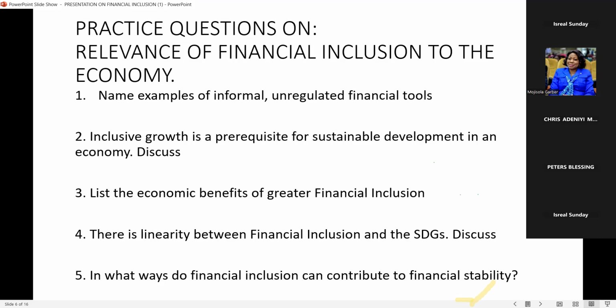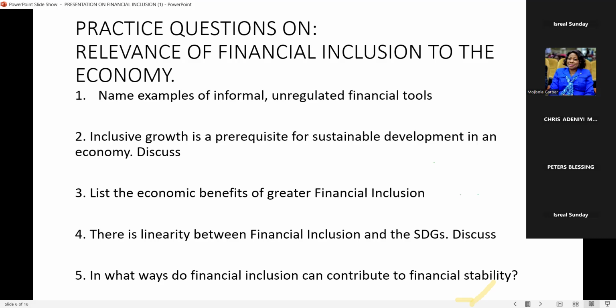Then list the economic benefits of greater financial inclusion. And that we have just looked at. We look at about 10. Then we also say that there is linearity, that is, there is positive correlation between financial inclusion and the sustainable development goals discussed. That the more financial inclusion, the greater number of people who are financially included, the easier it is to achieve sustainable development goals. That's what that is talking about.